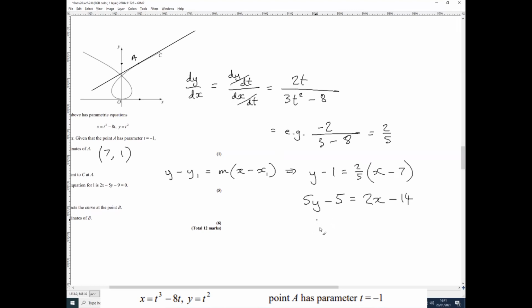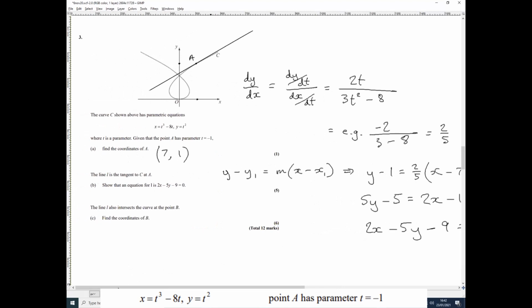Yes, you're basically writing what they've got by then, aren't you? Minus 5, that's correct. You can get away with just writing what they've got, which is that, isn't it? Yeah. Good.